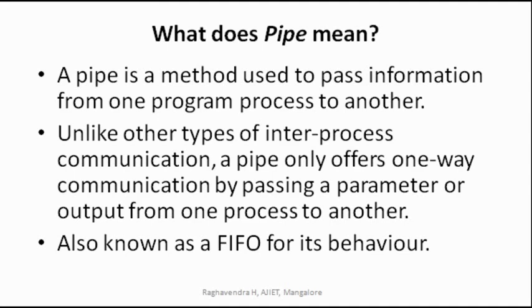Okay. Unlike other types of inter-process communication, a pipe only offers one-way communication by passing a parameter or output from one process to another. So the information that is passed through the pipe is held by the system. If your pipe is passing any information, that will be there in the system until the receiver is receiving that. Once the receiving process receives it, it will be in the pipe only until then.